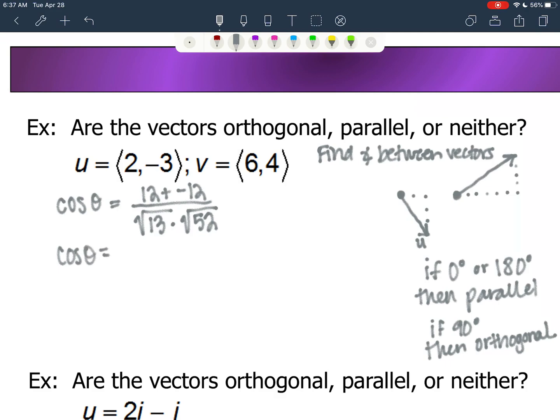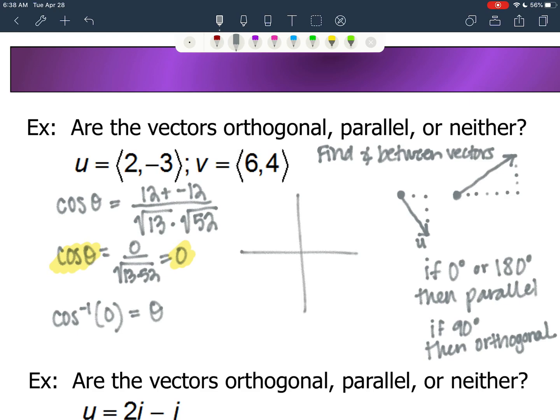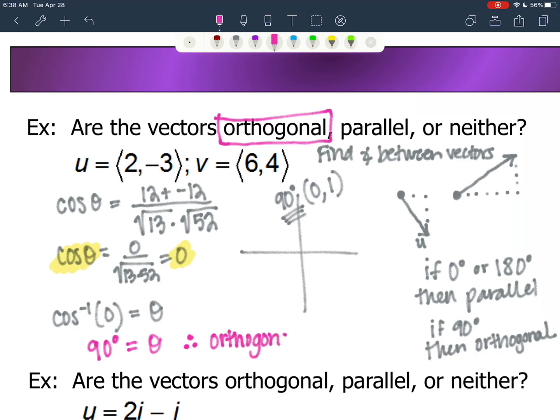So I've got the cosine of theta is equal to 0 over some number, which is 0. So the inverse cosine of 0 is equal to theta. Hopefully you remember that the cosine of theta equals 0. That means the x value is 0. So we're talking about 90 degrees here. Well, that gives us orthogonal vectors. So theta is equal to 90 degrees. Therefore, orthogonal vectors.